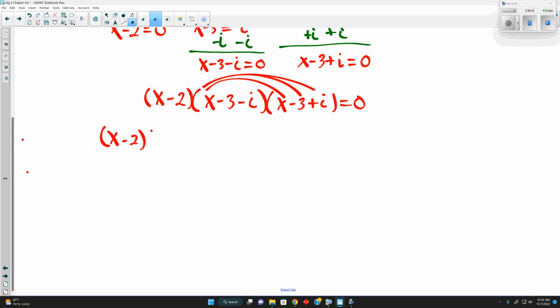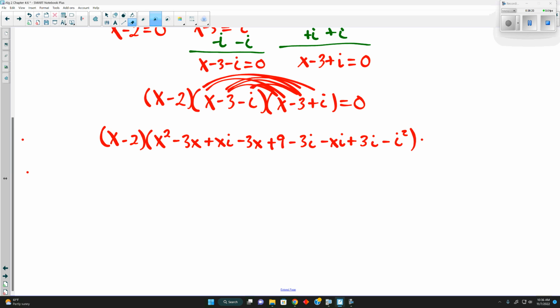So x times x is x squared. x times negative 3 is negative 3x. And x times i is plus xi. Then we do the same thing with negative 3. Negative 3 times x is negative 3x. Negative 3 times negative 3 is plus 9. And negative 3 times i is negative 3i. And lastly, negative i times x is negative xi. Negative i times negative 3 is plus 3i. And negative i times i is negative i squared. Okay?